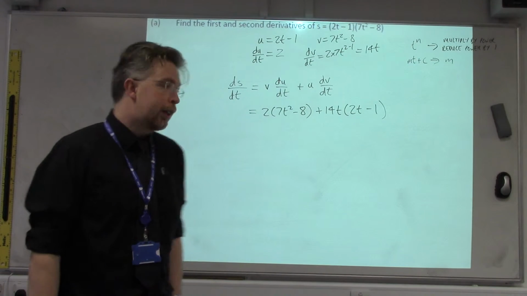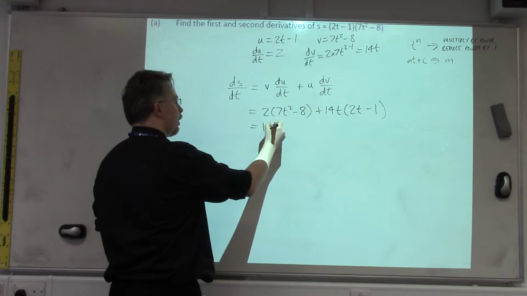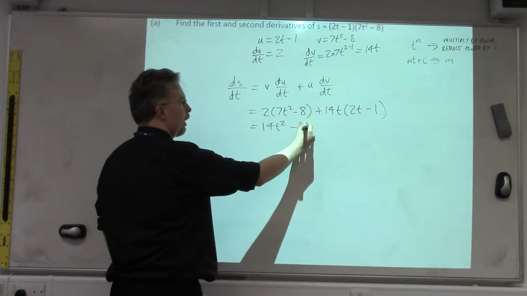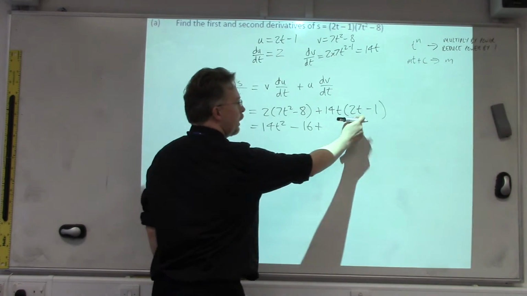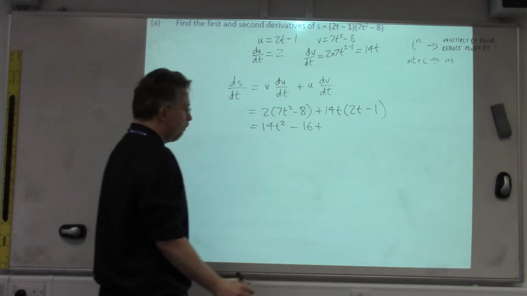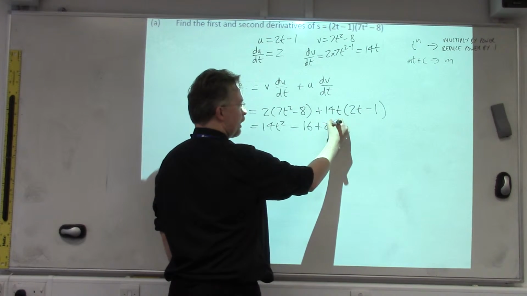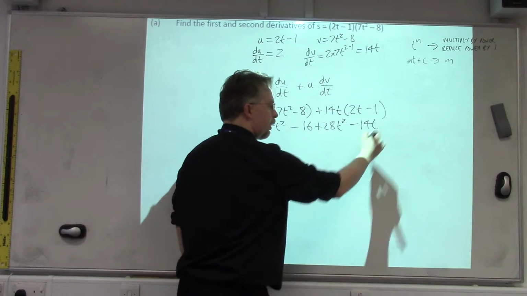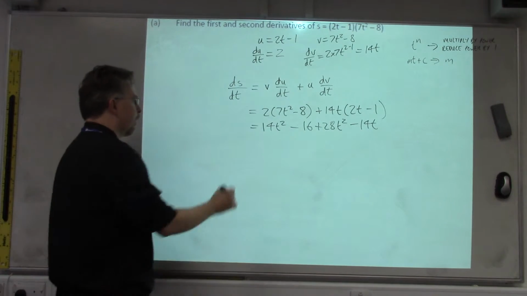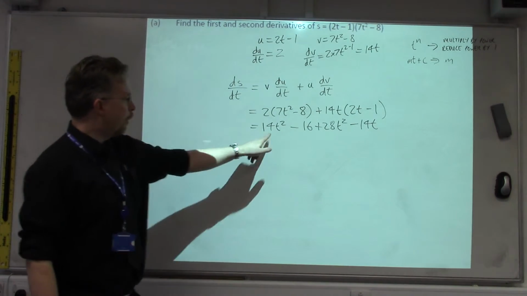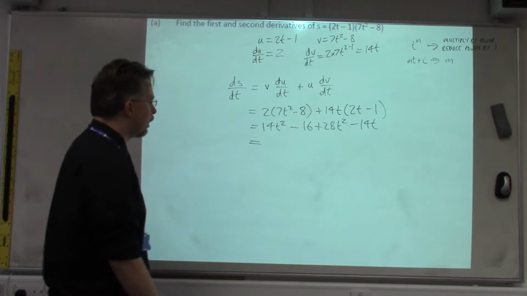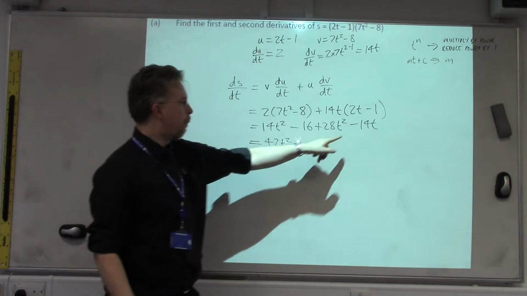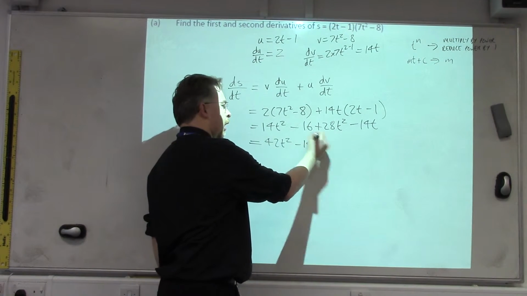Which we can multiply out and simplify. So 2 times 7 is 14, so we get 14t squared minus 2 times 8 is 16, plus 14t times 2t, which 14 times 2 is 28, t times t is t squared, 14t times minus 1 is minus 14t. Simplify, 14t squared plus 28t squared is 42t squared. We've got minus 14t and minus 16.